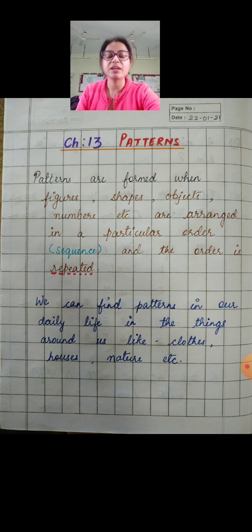We can find patterns in our daily life, in the things around us, like clothes, houses, in nature also, like the trees, the leaves, the flower petals. We also find beautiful patterns on the walls and the designs of the houses. You can also find various types of patterns inside your home, on the bed sheet, your curtains, tablecloths, and also, as mentioned, on your clothes.